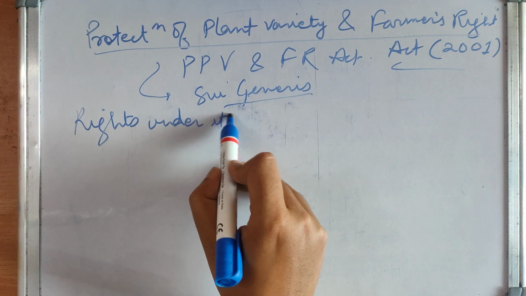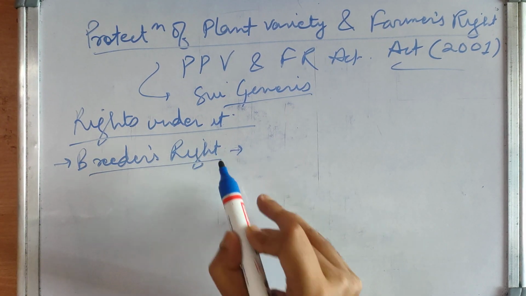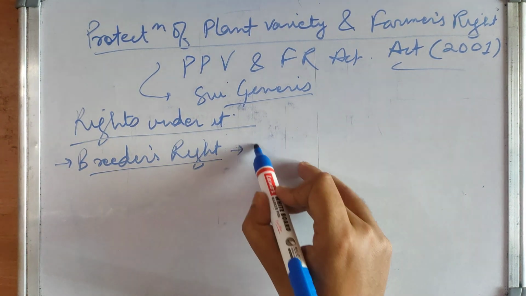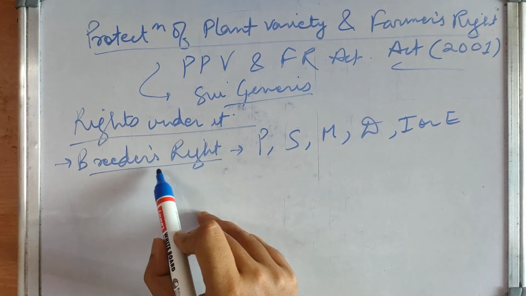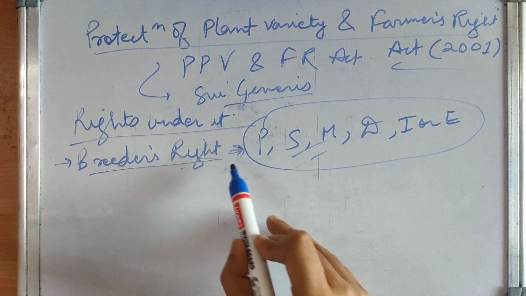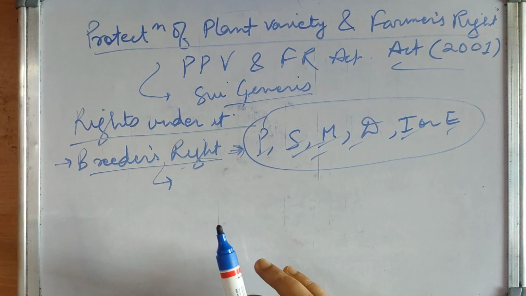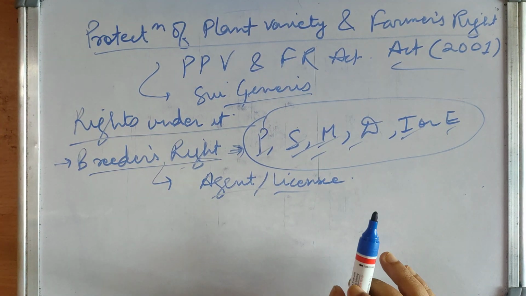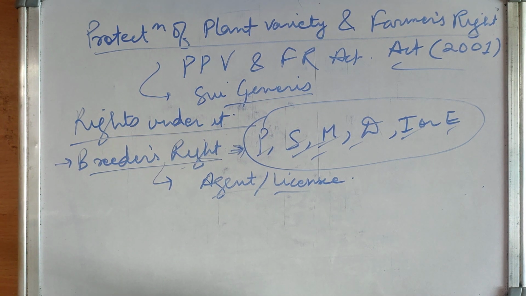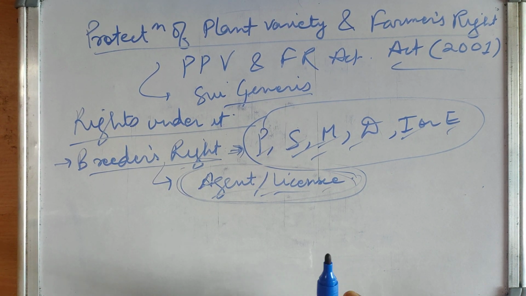The first one is breeders' right. Exclusive right to produce, sell, market, distribute, import or export the protected variety, the variety that is produced by breeders. Also the breeder can appoint an agent or licensee, and exercise civil remedy in case of infringement of rights.